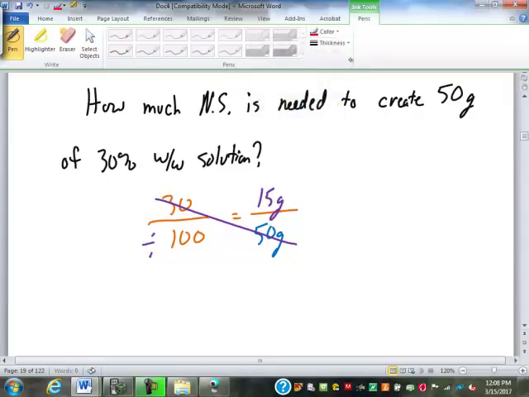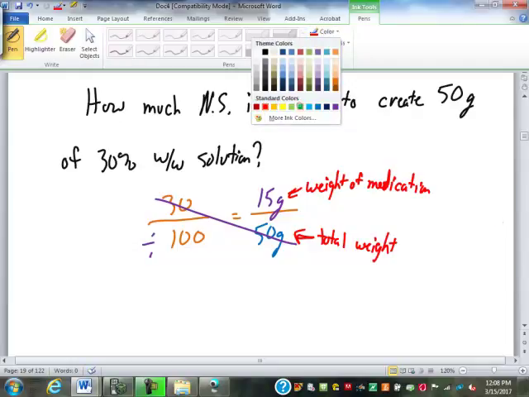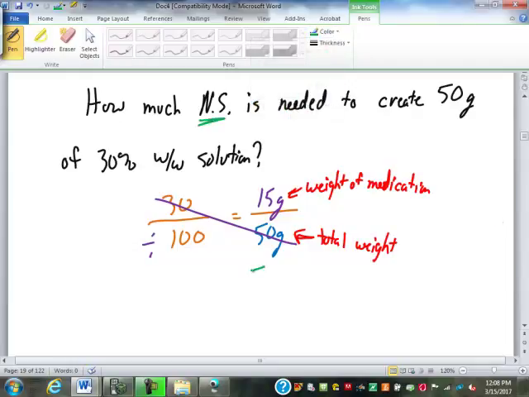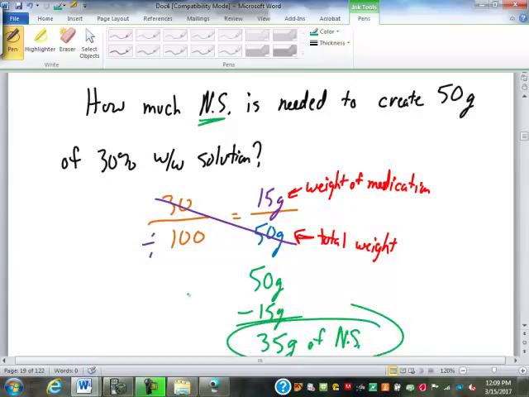Now, before we answer our question, we need to look at what this represents. Remember, the top number here represents the weight of the medication. The 50 represents the total weight of the whole solution. So to get the weight or the amount of saline required, we do have to remember to subtract. 50 grams minus 15 grams gives us 35 grams of saline is required for that solution.